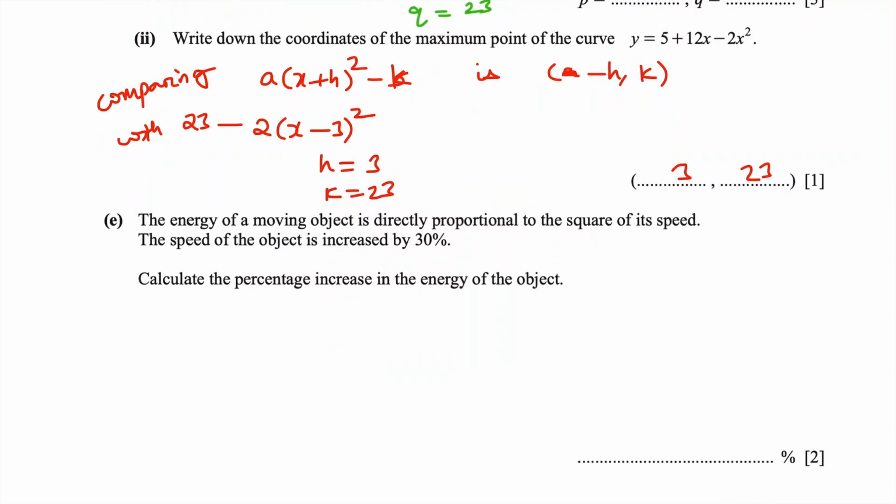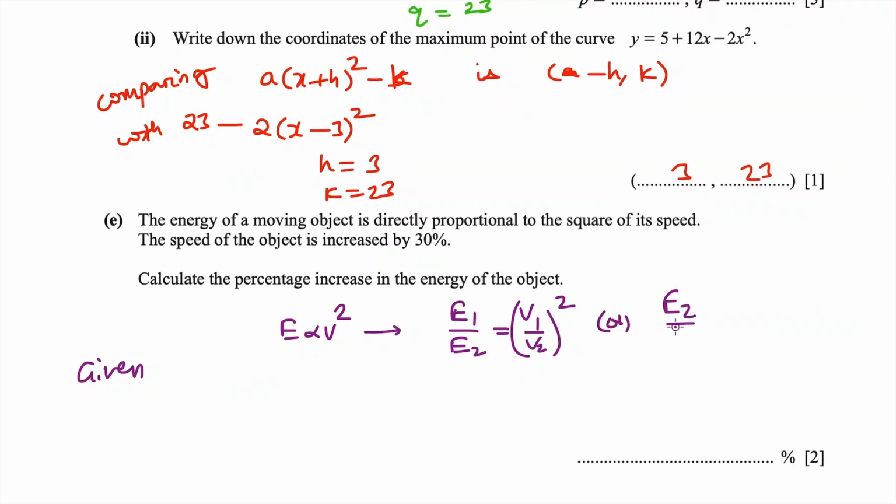The energy of a moving object is directly proportional to the square of the speed. So E is proportional to V square. So what can I say? E1 by E2 is equal to V1 by V2 whole square. So it is given that the speed of the object is increased by 30%. So, or E2 by E1 is equal to V2 by V1 whole square. You can use any one of them.